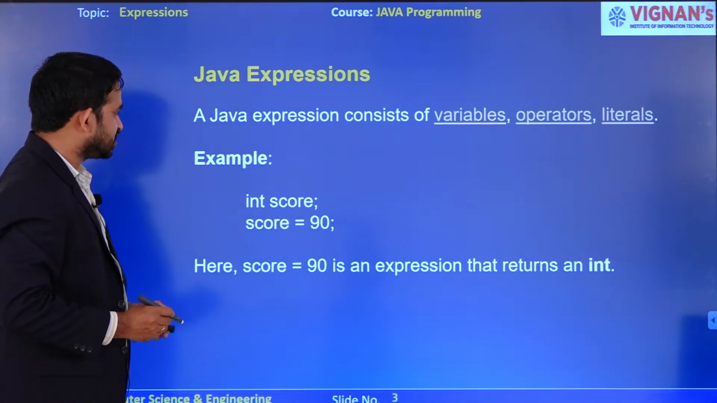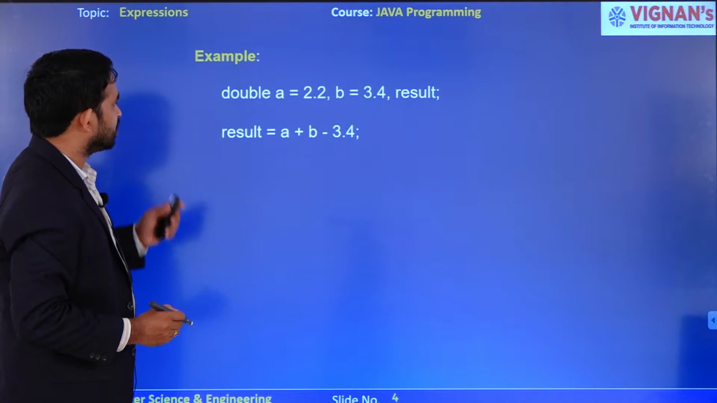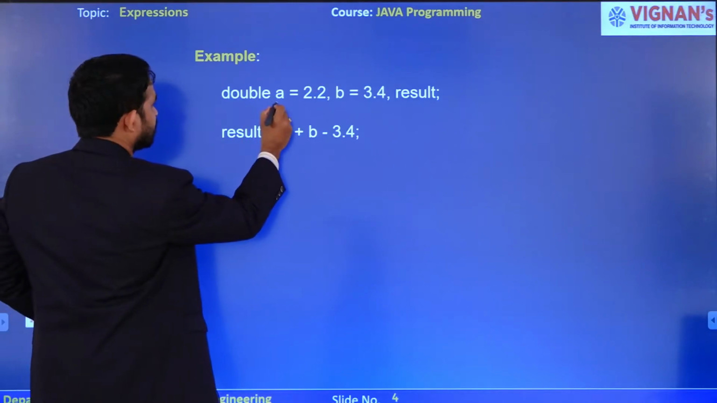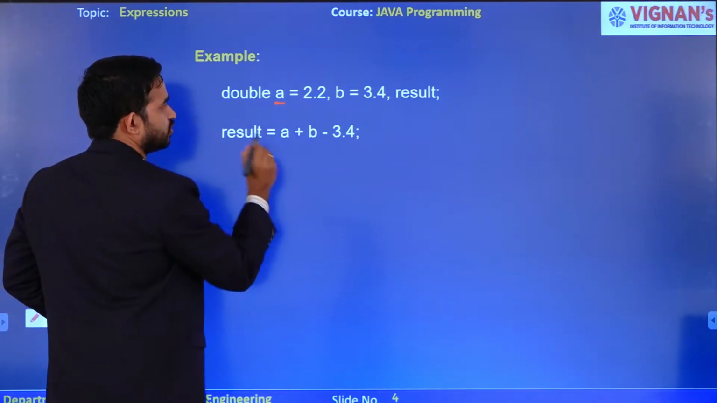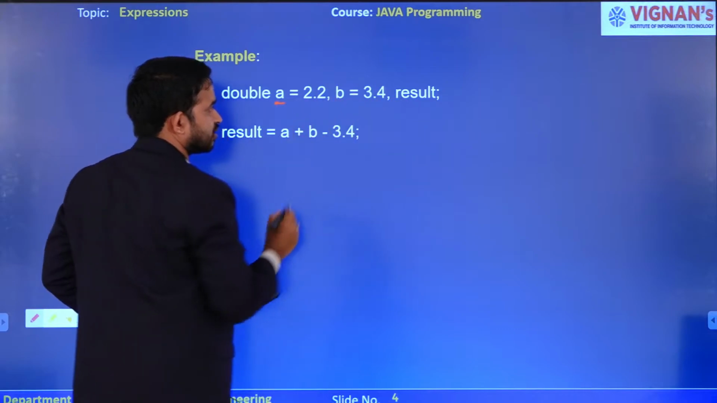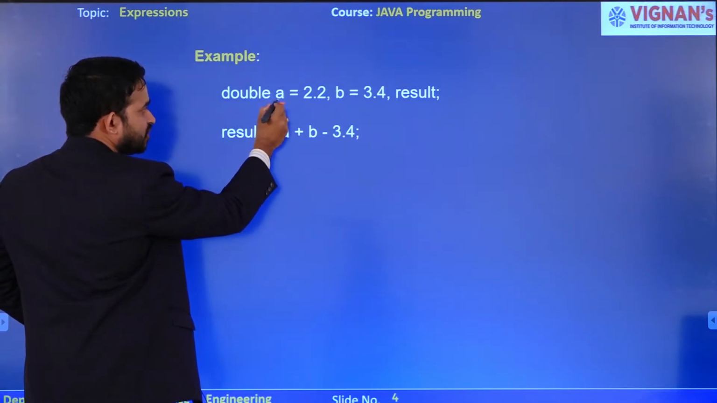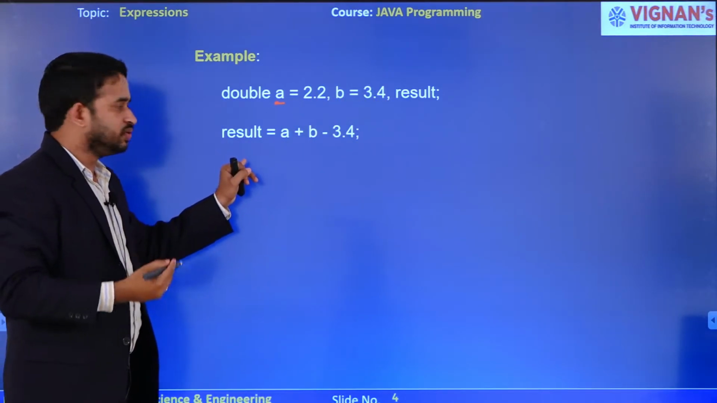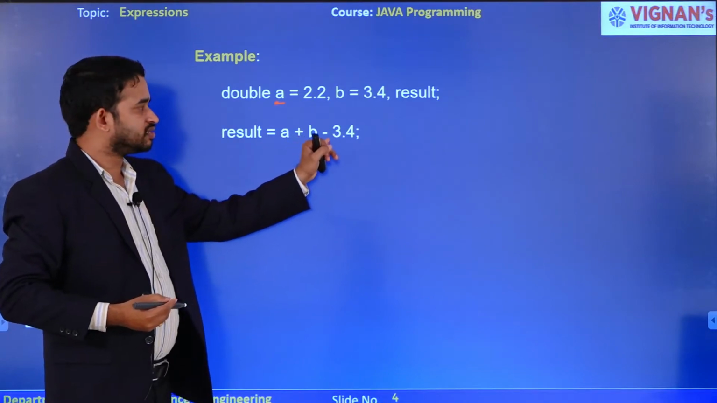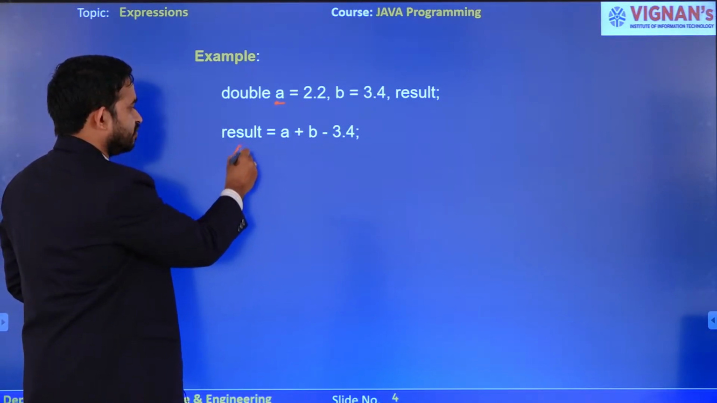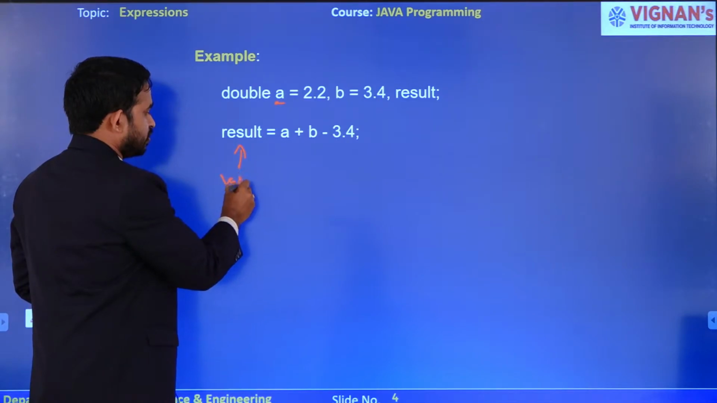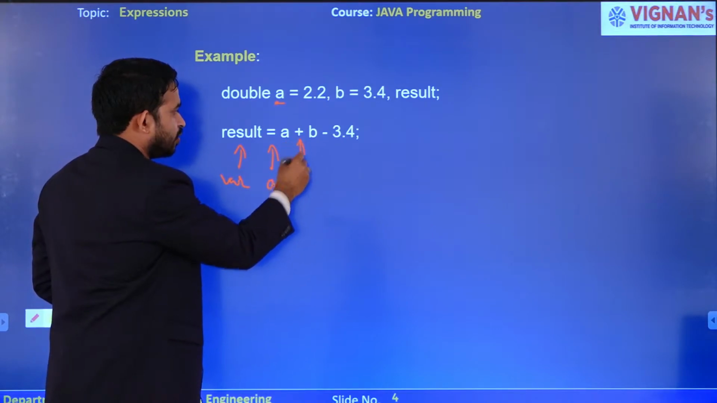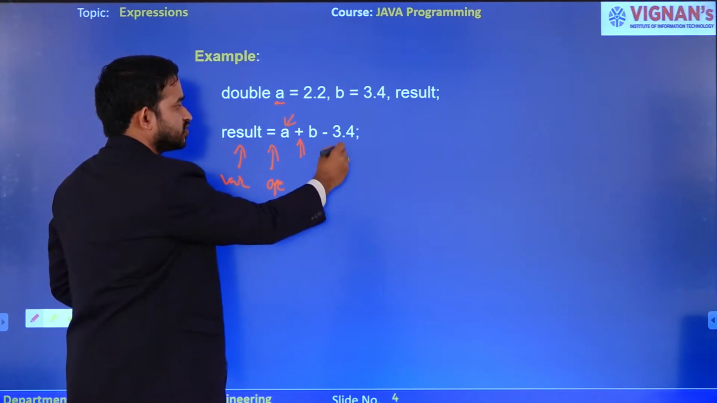Next we will see one more example of an expression. Here I declared double a equal to 2.2, b equal to 3.4, and result. So a equal to 2.2, b equal to 3.4, and result are variables. Here I am evaluating result equal to a plus b minus 3.4. This is a variable, these are operators, this is a variable, and this is a literal.